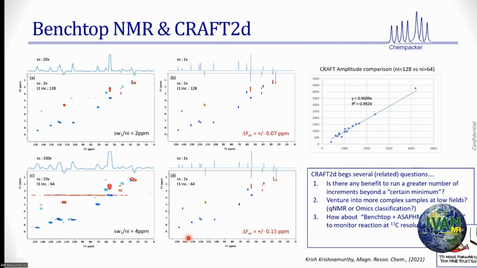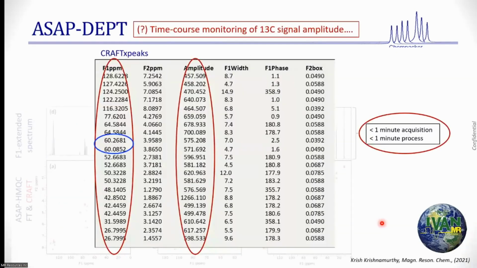So the question I want to ask, this is a benchtop group. How about we do a benchtop? I do an ASAP HMQC and CRAFT 2D analysis. What do I mean by that? If I can do an ASAP HMQC in a 1 minute acquisition, this is not benchtop data, I'm just questioning this now. If you have this kind of 1 minute acquisition, and you can process in less than a minute, that means if a reaction is happening, you can follow the reaction kinetically, a minute at a time.